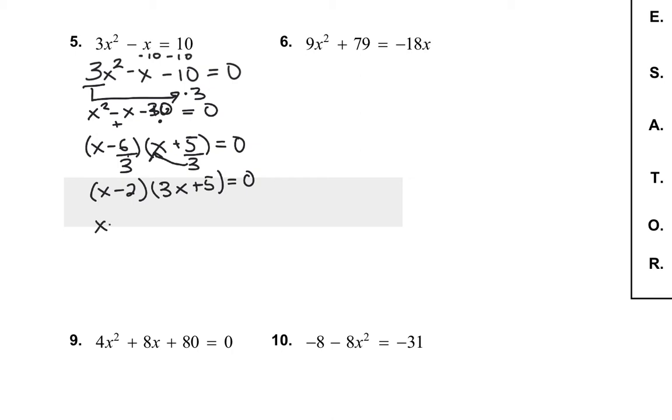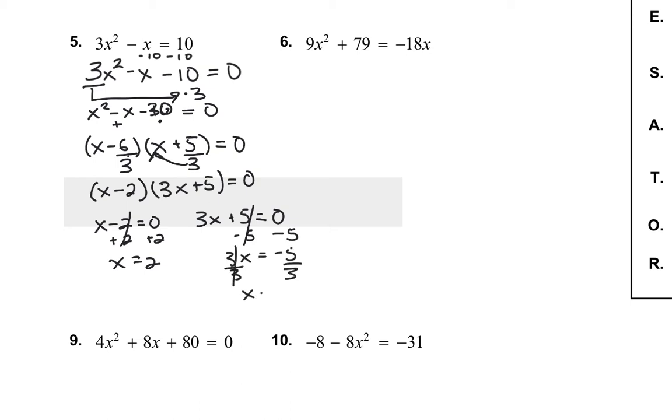So now you set your factors equal to 0 and solve. So you add 2 to both sides of the equal sign. So x is equal to 2. Subtract 5. So 3x is equal to negative 5. Divide by 3. So x is equal to negative 5 over 3.